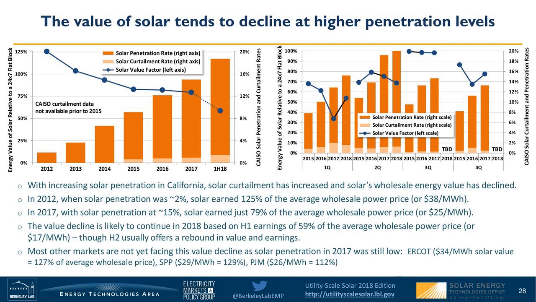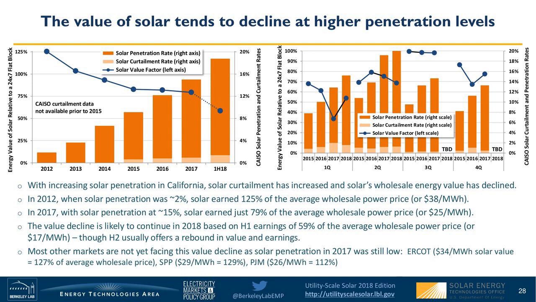The blue circles, meanwhile, show solar's value factor, which we've defined here as the wholesale market revenue earned by solar generation divided by the average wholesale power price across all hours. So said another way, given a solar project's hourly generation profile, how much revenue did it earn in the wholesale market over the course of a year relative to a hypothetical baseload plant that's generating at a constant output in all hours of the year?